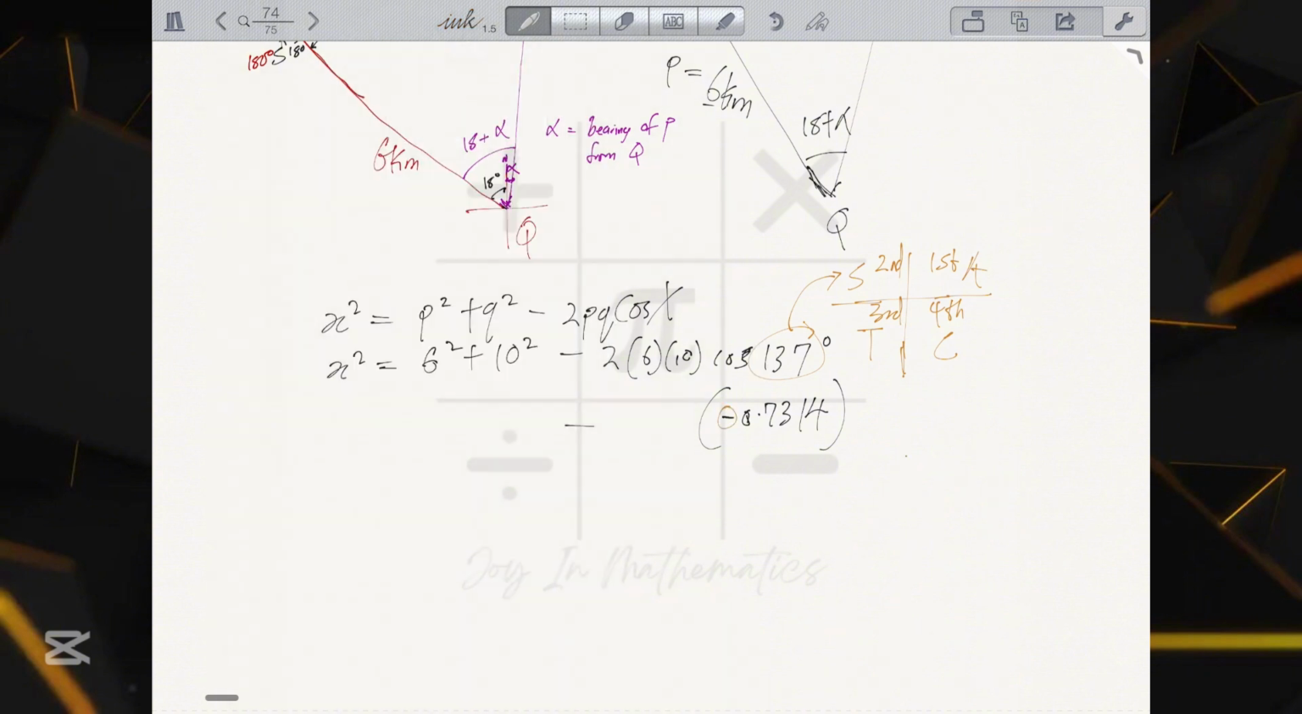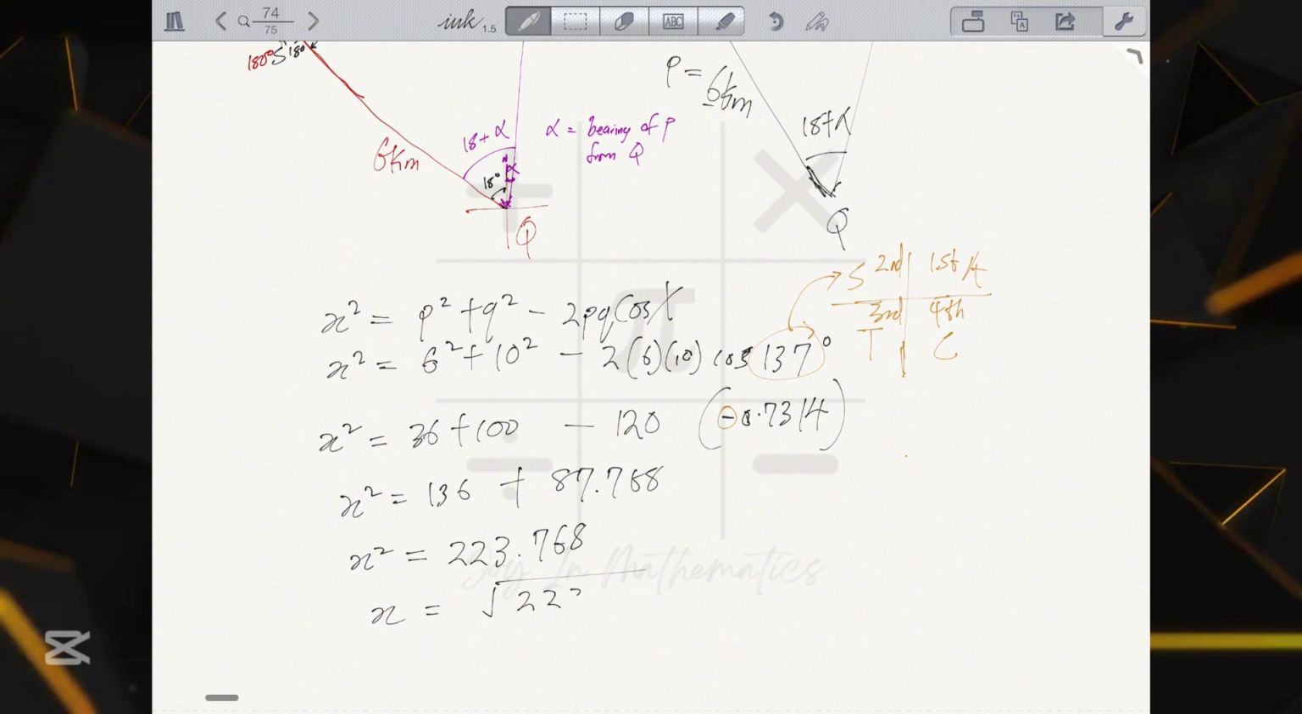So let's simplify further. So we have x squared equal to 36 plus 100, minus 120 multiplied by minus 0.7314. So x squared therefore will be 136 plus 120 multiplied by 0.7314, and we'll have positive 87.768. Simplifying this, we'll have 223.768. The square root of this would be equal to 14.96 kilometers.